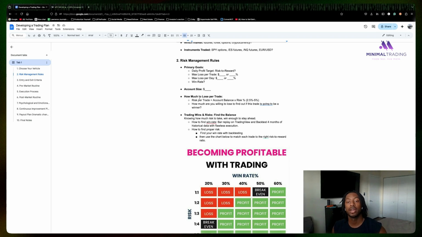On the technical side, you have this formula: risk per trade equals your account balance times risk percentage. I always recommend 2.5% to 5%. This is completely subjective. Do whatever makes you comfortable. Some people think 2.5% to 5% is very aggressive. But me personally, I think that you have enough skin in the game so your winners can actually count, and your losers aren't too bad in my opinion. But everybody's risk tolerance is different.